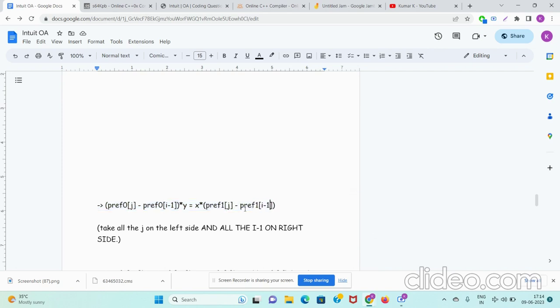Why? Because at a particular index, how will you know? How can you calculate the RHS? The RHS would be pref1[j] minus pref1[i minus 1]. You don't even know what the i is. How can you calculate? So you want all the j index on the right so you can calculate the RHS properly.